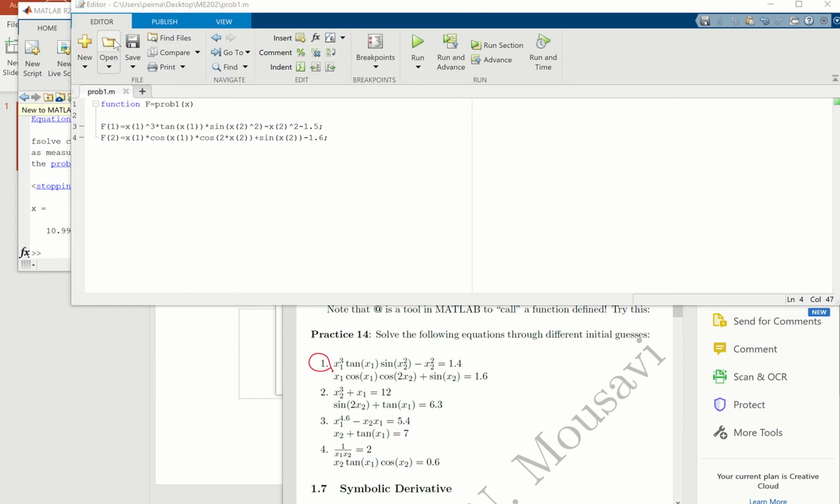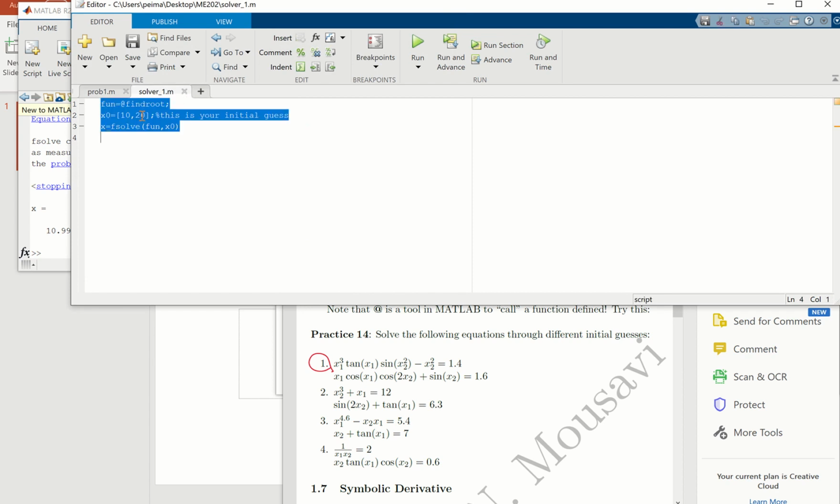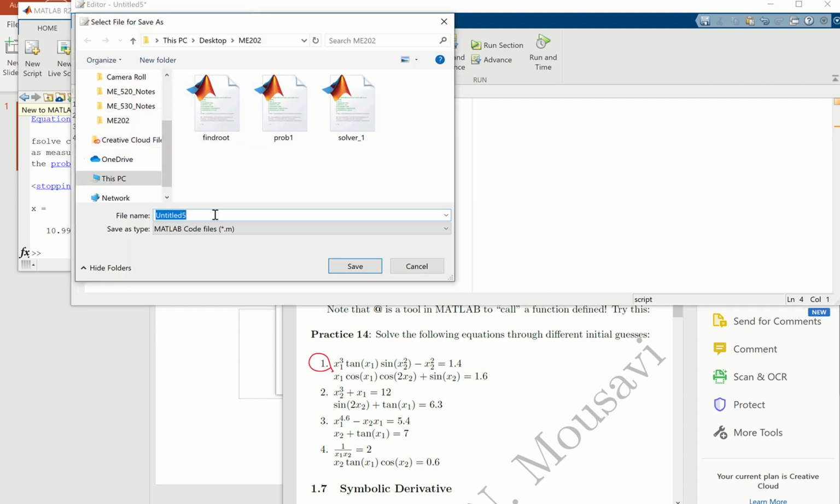Now, I want to save time. How? Because I always have the solver here, guys. So I'm just copying. You can press Control A, select all, and copy to another file. Now I'm saving this because it must call which function? prob1, that you already saved. It's going to save. Now I'm saying solver 2, prob1, solver 2, find root, solver 1. Understand?